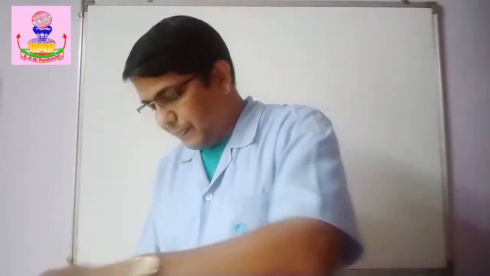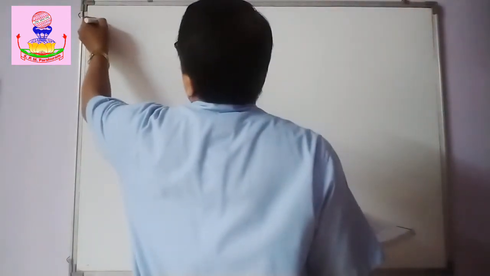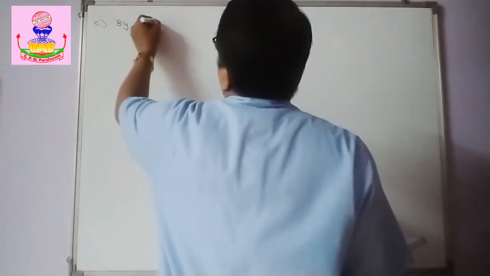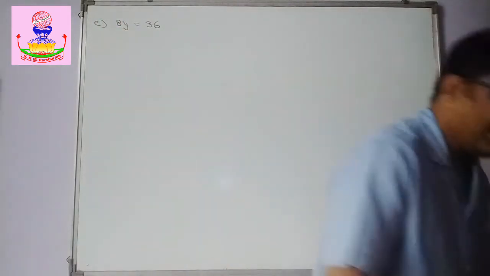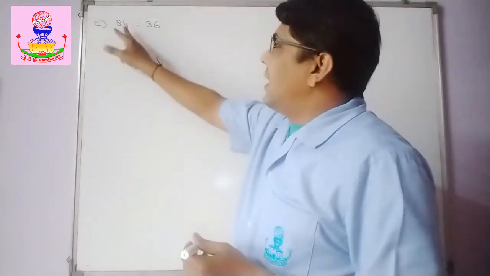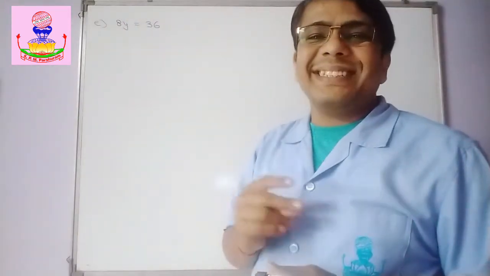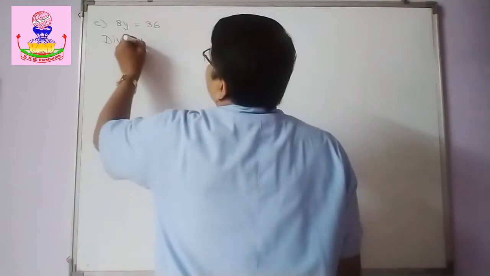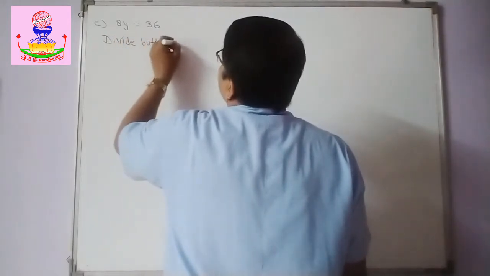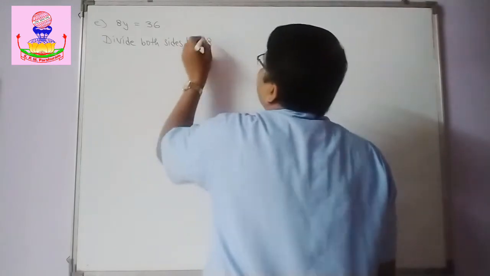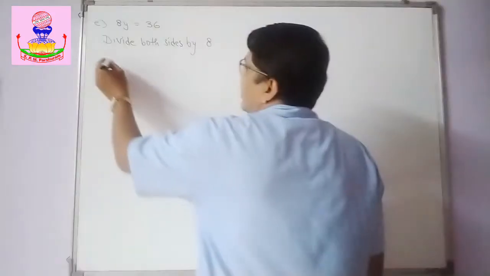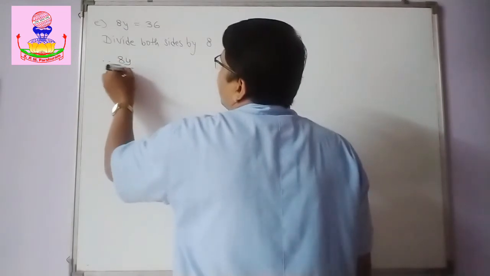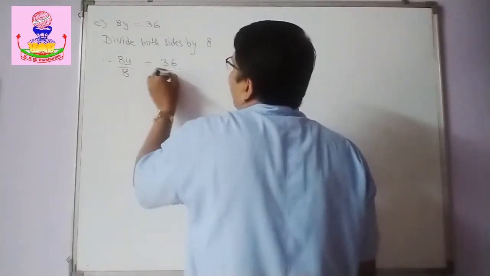Now next I can go for E. 8y is equal to 36. Now, here the sign is multiplication. So, opposite of multiplication, yes, division. So, divide both sides. Divide both sides by 8. Right? So, therefore, 8y upon 8, that is equal to 36 upon 8.